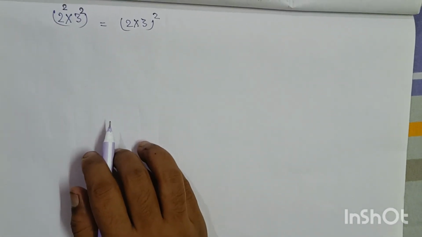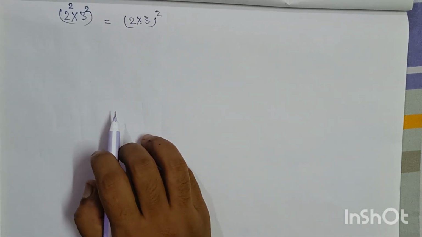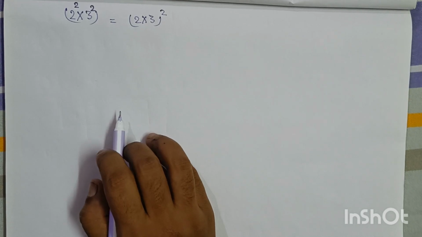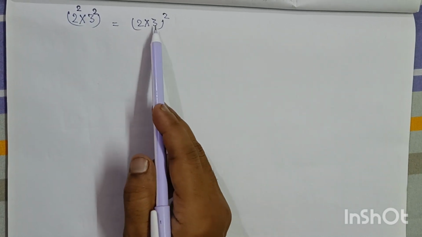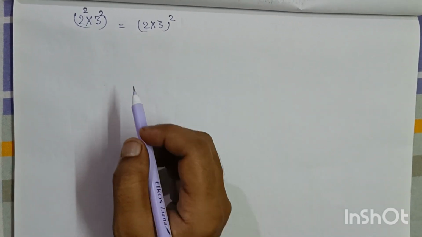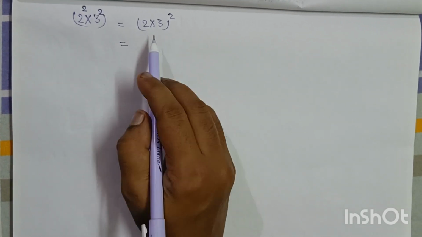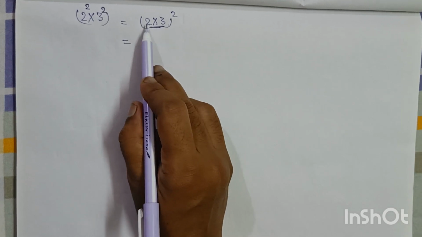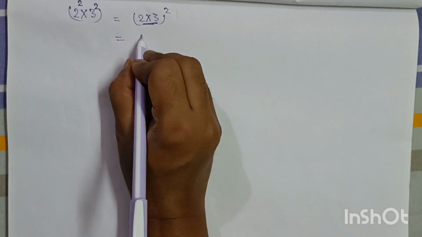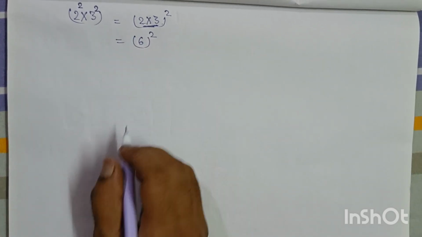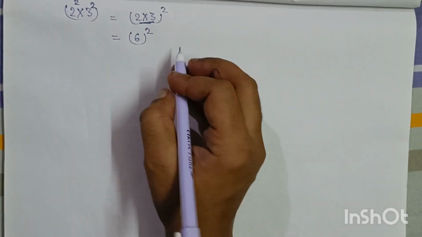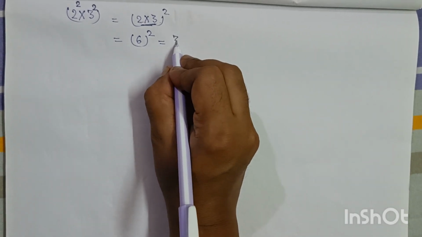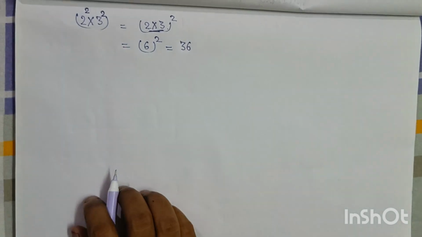Why have we written this? Because their exponent is the same. So that's why we have written 2 multiplied by 3 whole raised to the power 2. And if we want to simplify this, how will we write it? First of all, we simplify this product, 2 multiplied by 3, which is 6, and whole raised to the power 2. And 6 raised to the power 2 is 36, because 6 has been multiplied by itself 2 times.